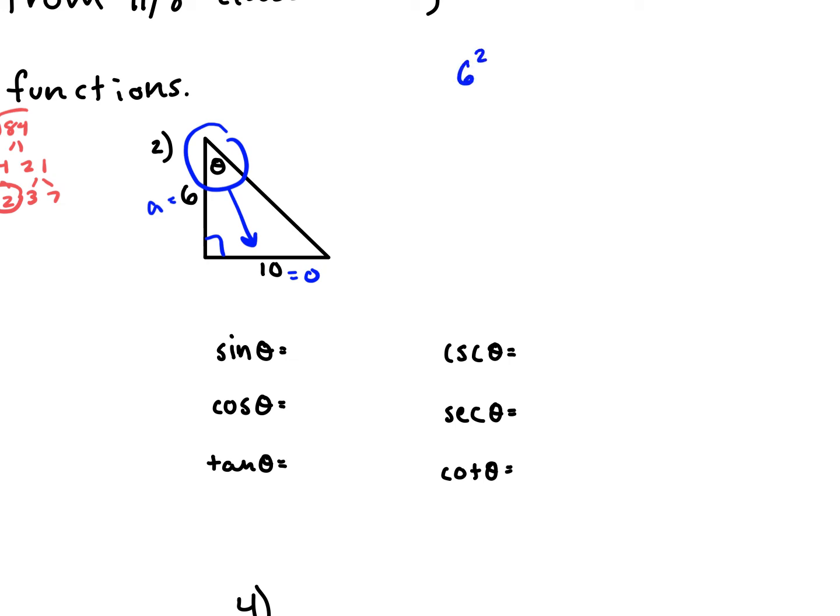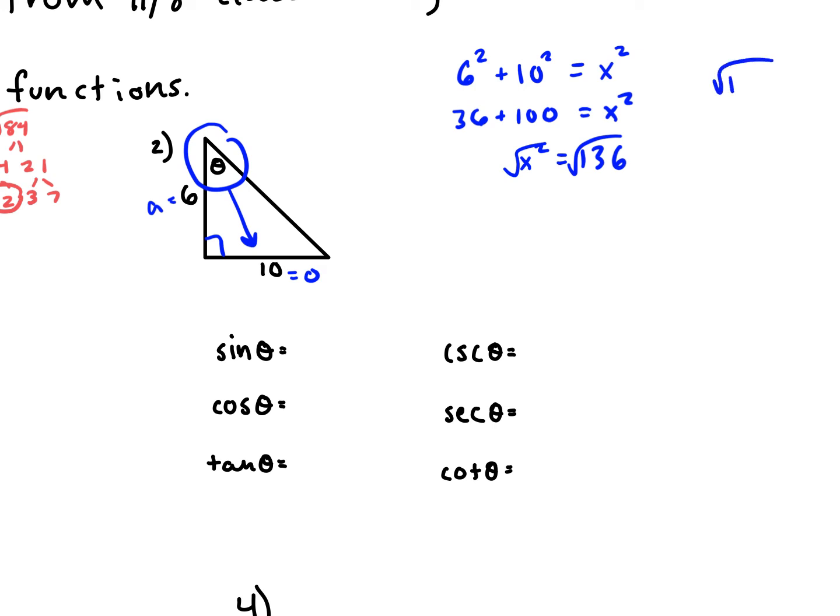Pythagorean theorem. So 6 squared plus 10 squared is equal to the hypotenuse squared. Remember, it's always equal to the hypotenuse squared. So here we have 36 plus 100 is equal to x squared. So x squared is equal to 136. Take the square root.